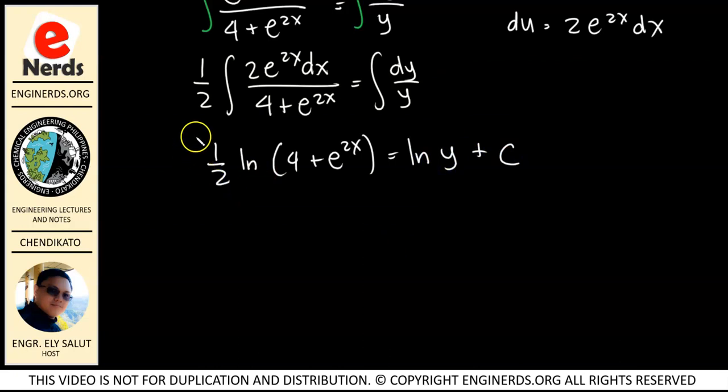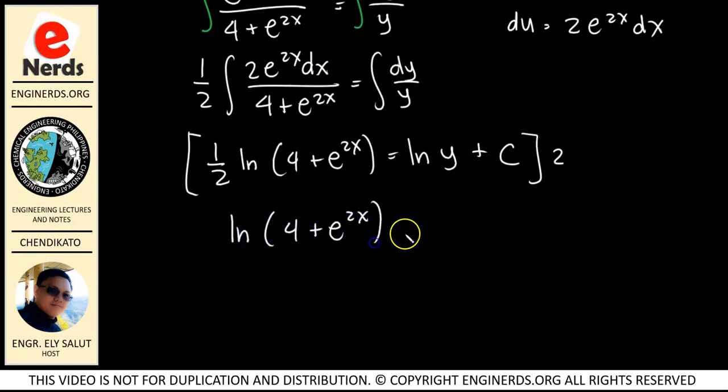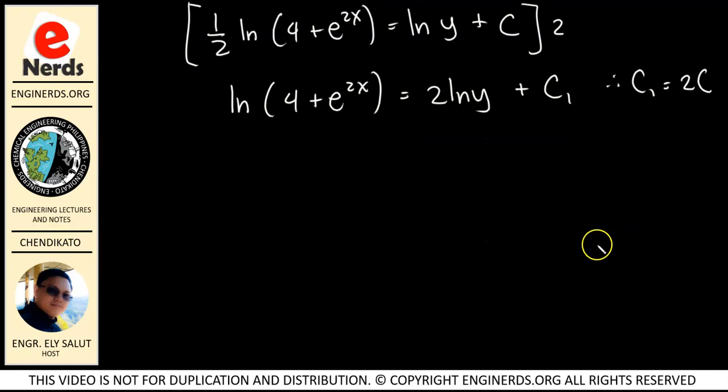Alright, we're going to simplify this, okay, by removing itong denominator na 2. So, we're going to multiply all of the equation by 2. Okay, so I will have ln 4 plus e to the 2x is equal to 2 ln y plus c1. Okay, where c1 is equal to 2c. Okay, so I don't need to explain that. Ginawa na natin yan kanina, no?